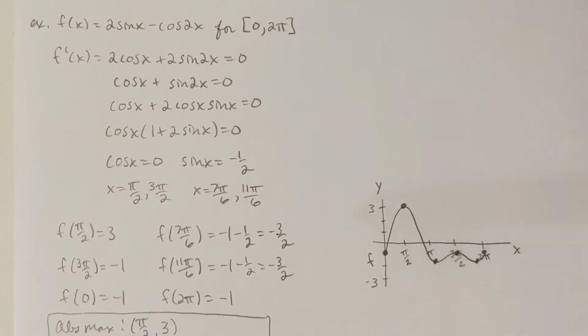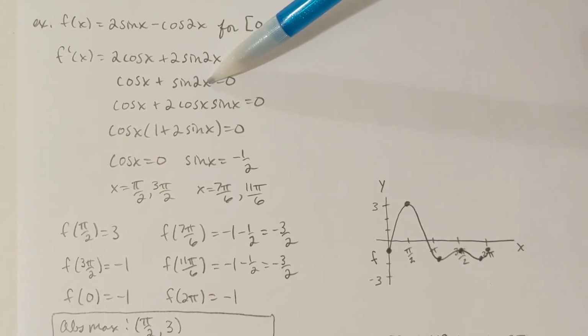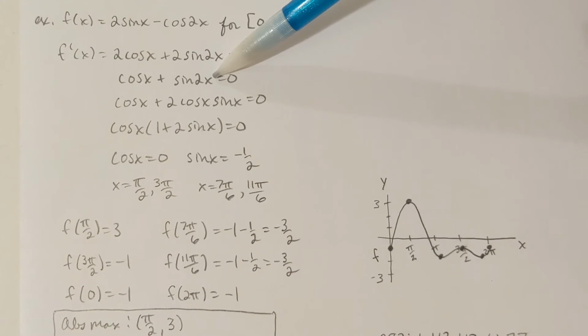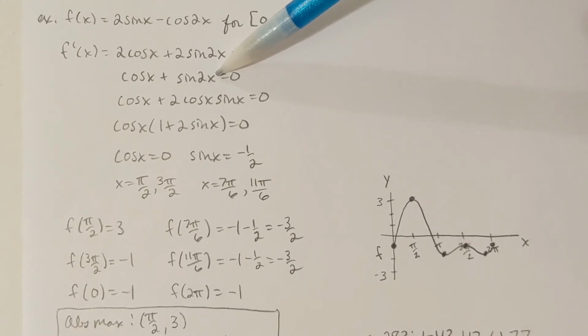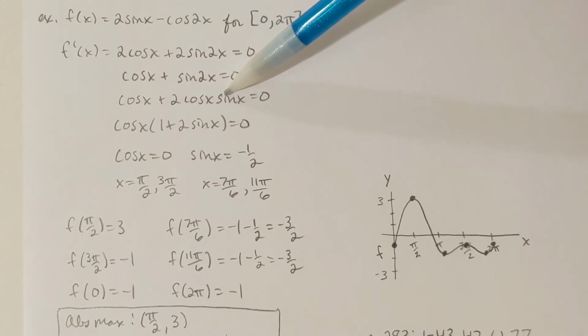So I need to get my critical numbers. f prime of x would be 2 cosine x, and then here's a chain rule. It's going to be minus negative sine of 2x times the derivative of 2x, which is 2. Minus a negative means plus. And you can divide both sides by 2. Sine of 2x, you'd want to use a trig identity. There's a double angle formula that says sine of 2x is 2 cosine x sine x.